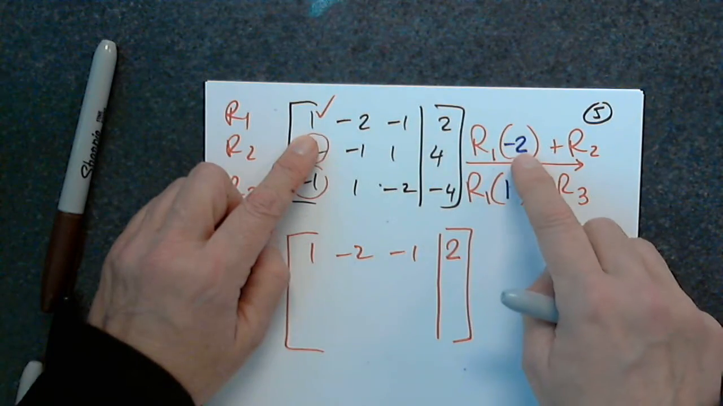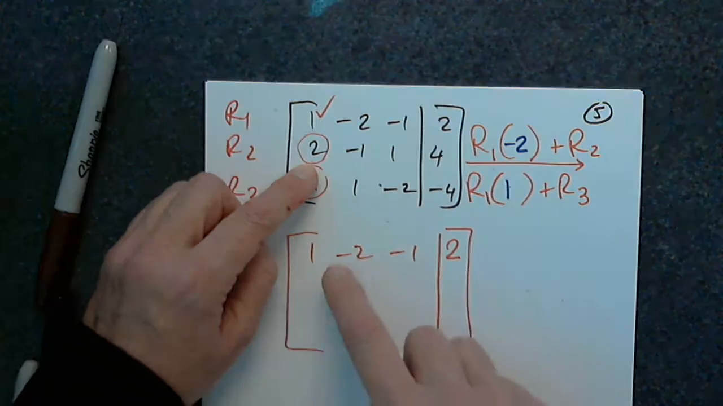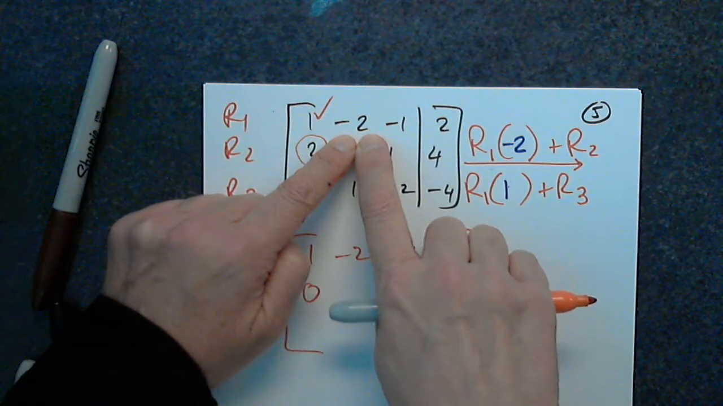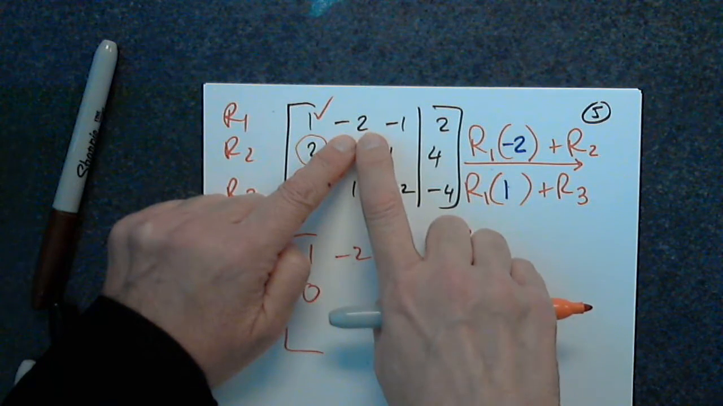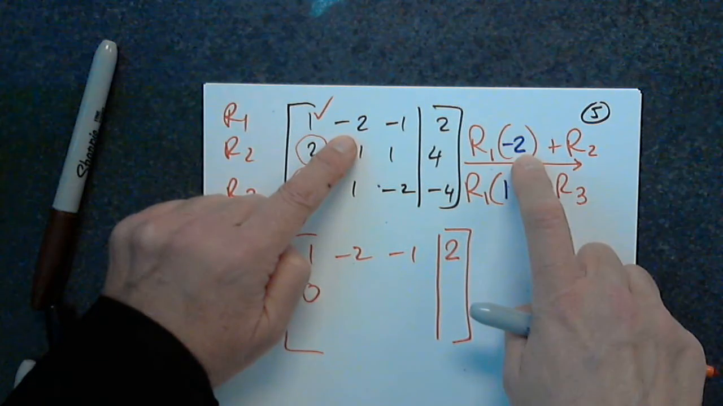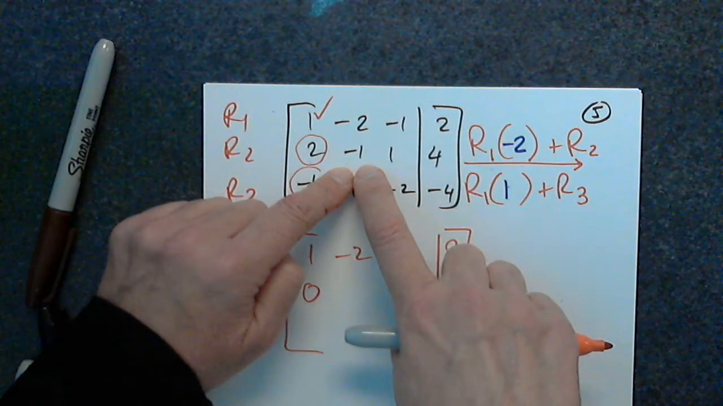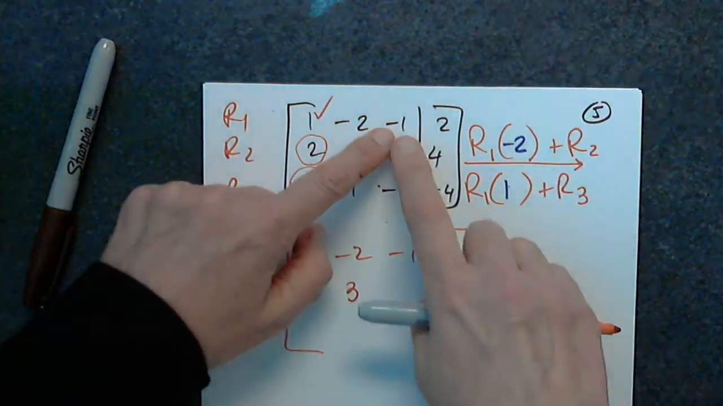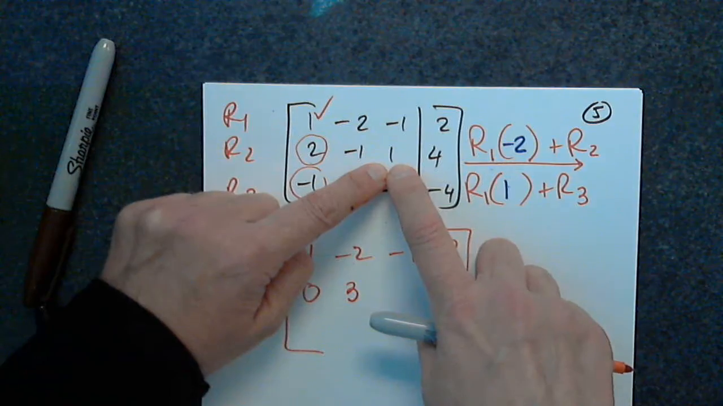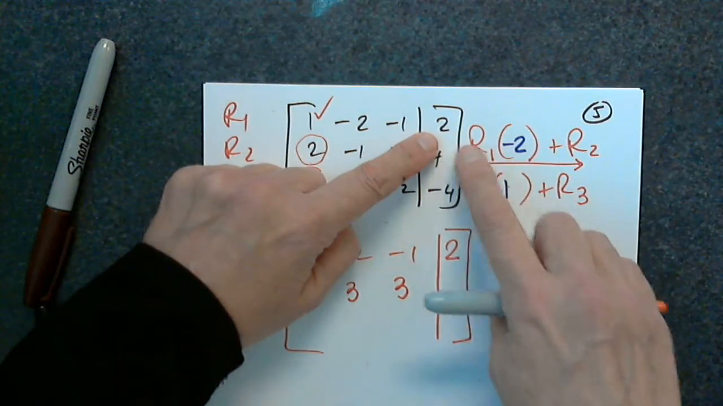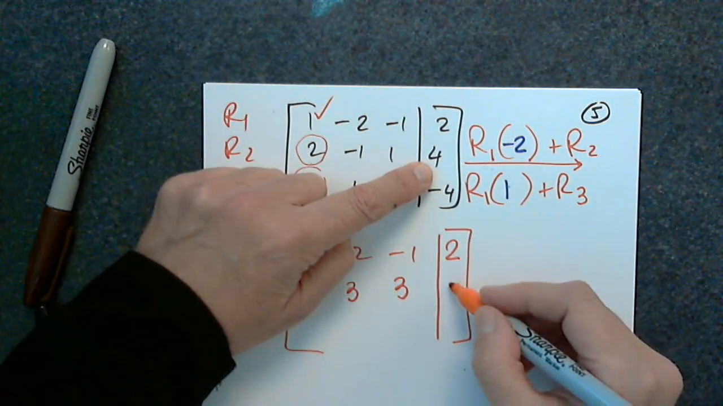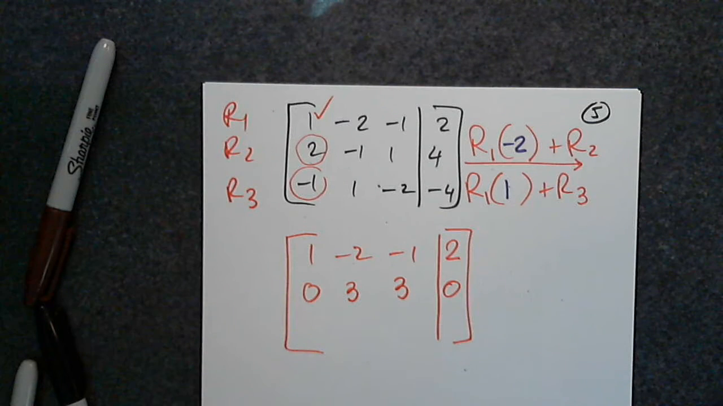1 times negative 2 plus 2. Perfect. Negative 2, the next row, the next column, of course. Negative 2 times negative 2, 4, minus 1. Very good. Negative 1 now times negative 2. It's 2 plus 1. Excellent. 2 times negative 2 plus 4, 0. We finished with the second row.